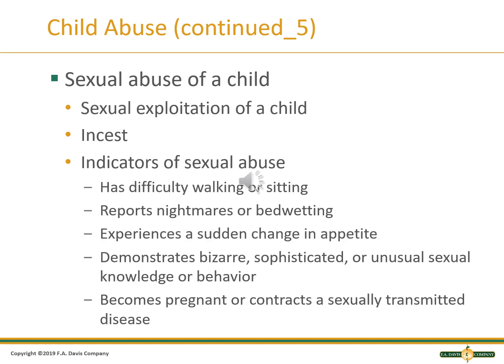Sexual abuse of a child. So that includes sexual exploitation of a child, incest. Indicators of sexual abuse may be difficulty walking or sitting, reports of nightmares and bedwetting, experiences a sudden change in appetite, demonstrates bizarre, sophisticated, or unusually sexual knowledge or behavior, becomes pregnant, or contracts a sexually transmitted disease.